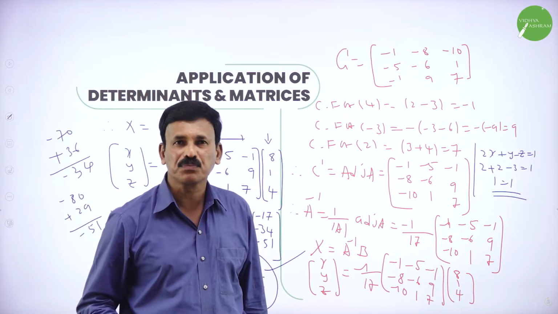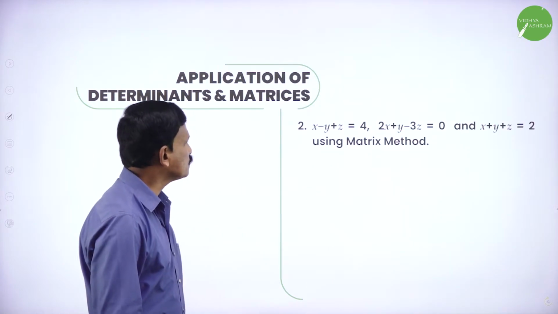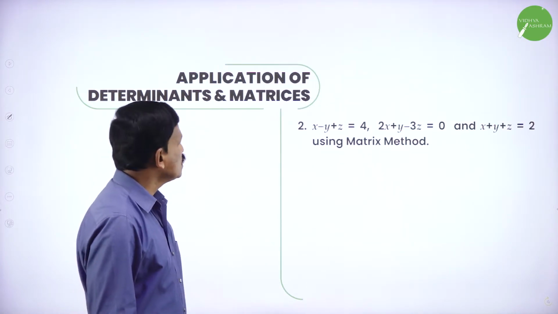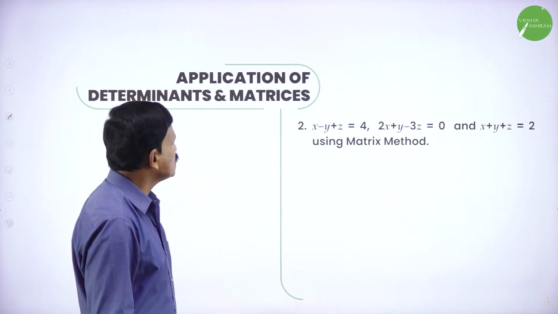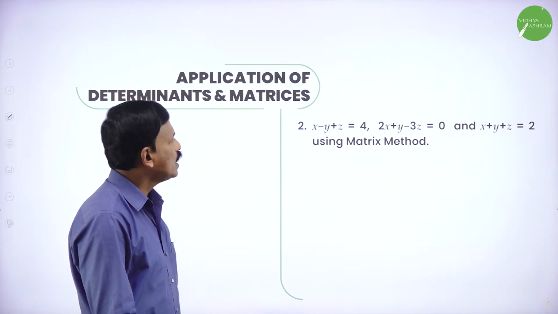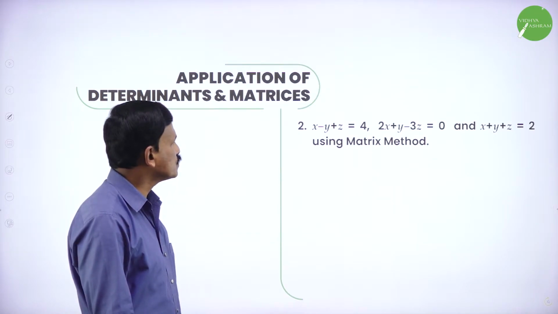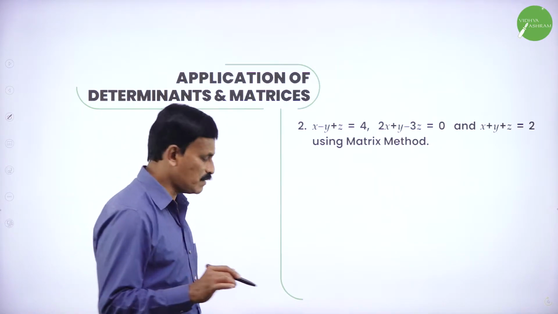Let me take one more problem of the same type. Let us come to this. Solve x minus y plus z is equal to 4, 2x plus y minus 3z is equal to 0 and x plus y plus z is equal to 2 using matrix method. Same problem, same type, same method.